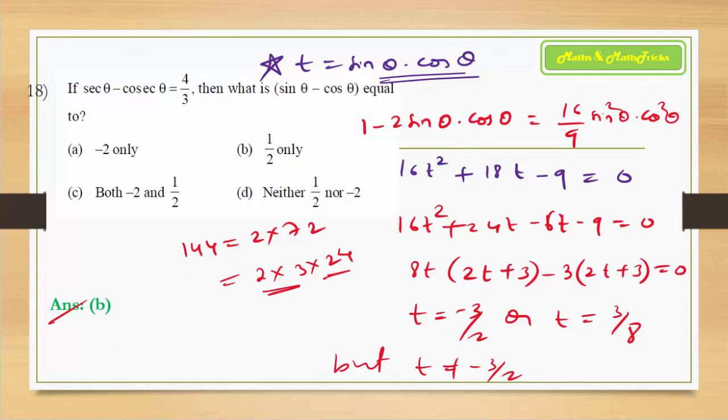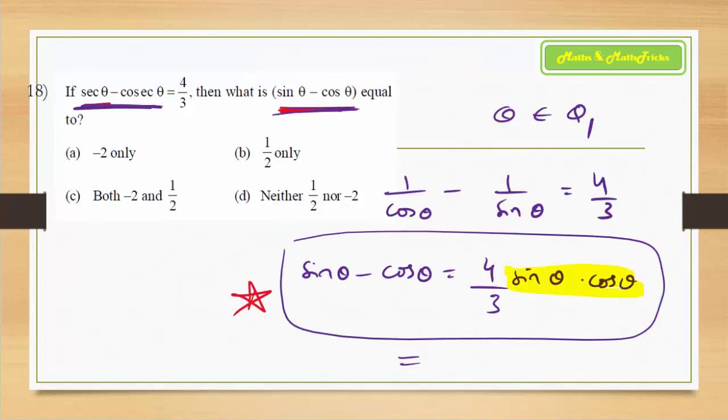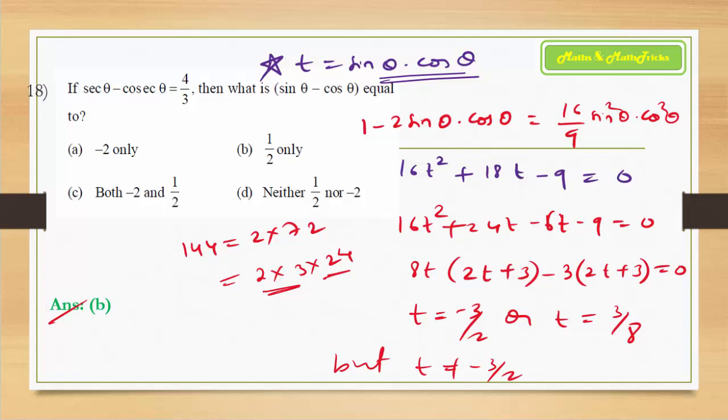So when t is 3 by 8, what is this value that we are asked? 4 by 3 into 3 by 8, which will be only half. And hence the answer for this particular question, already I told you, it's option B. Coming on to the next question now.